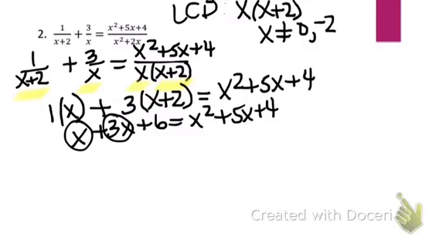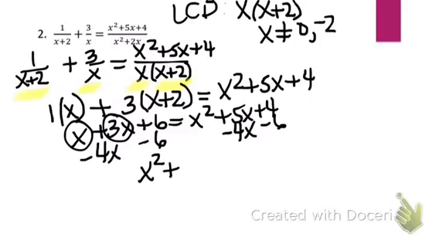So I'm technically going to subtract a 4x from this side onto this side. And it only can combine with its like term of 5x. And then I'm going to subtract the 6. So this side should be 0, so we should have x squared plus x minus 2 equal to 0.